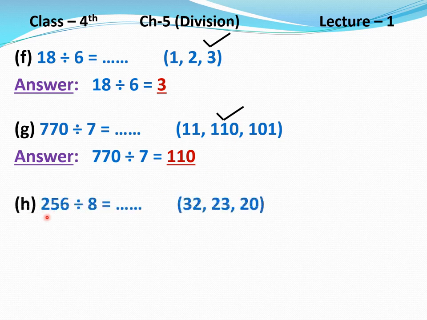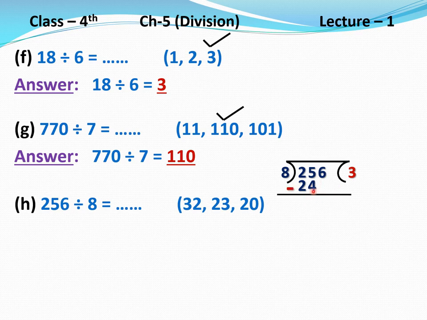Now H part, 256 divide 8 equal to dash. Options are given 32, 23, 20. So divide 256 by 8. See, 8 is a single digit divisor, so we will take only one number, that is 2. But 2 is less than 8, so we will take one more number, that is 5. So number will be 25. See, so multiply 8 by that number so that you will get less than or equal to 25. That should not be greater than 25. So see, 8 3s are 24. So write down 24 here.